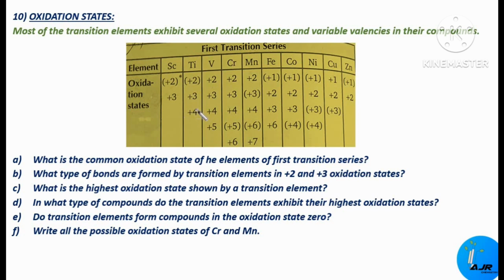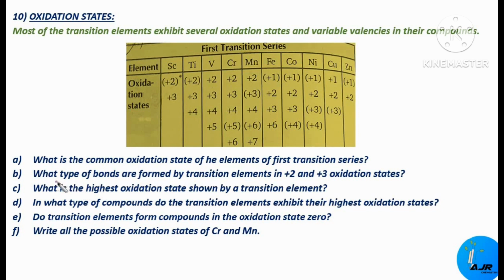Actually, the most common oxidation state of the elements present in the first transition series is plus 2. See, everything has plus 2, is it not? All have plus 2, right? This indicates that after scandium, the d orbitals become more stable than the s orbital.